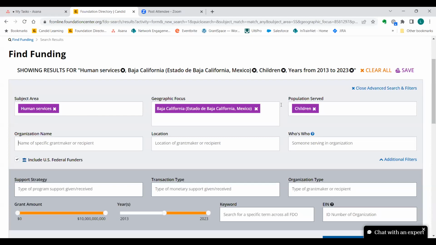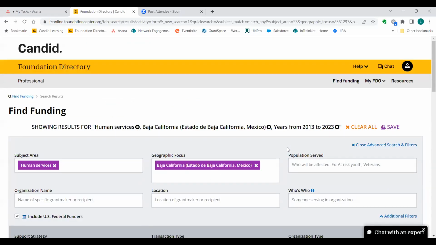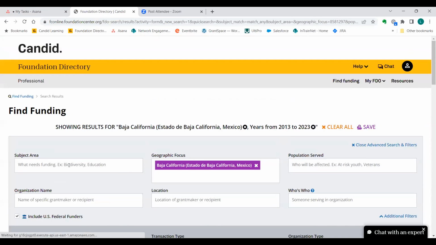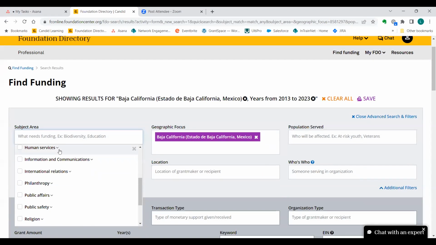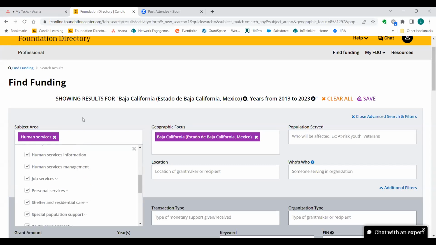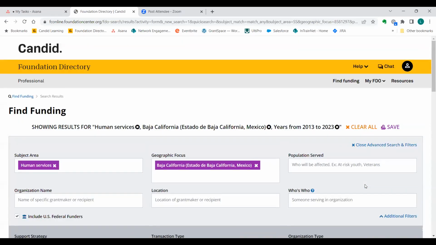Okay, I'm going to take out children because I think that's included in there, and that's why we're getting different results. You can go broader or you can go narrower. Because you're looking at a narrow geography, you probably want to leave the subject area broader. So we're going to skip taking out children, and then we will just do the human services. And I wanted to show you what all that human services includes, because it's not just basic aid, it's family services, job services, all of that is included in there. And as I said, we'll just do it for Baja California, and let's see what we get this time.